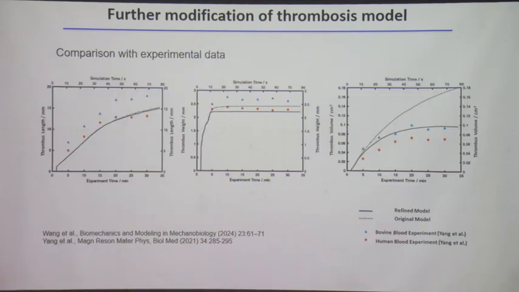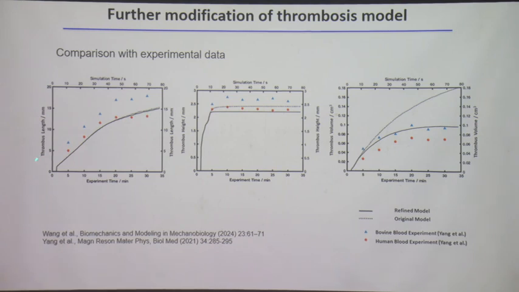Obviously, we made some further, more detailed comparisons. So here we can see the experimental data. These data were taken from Yang et al. And they had two sets of data. The blue triangles correspond to the bovine blood experiment. And the red are the humans. So we compared our human simulation results with their measurements.